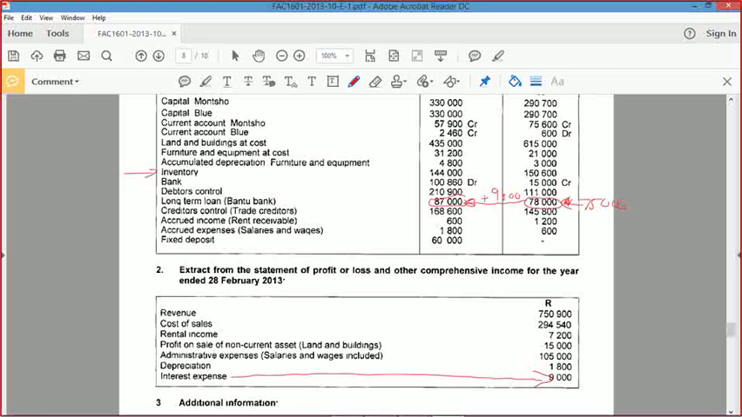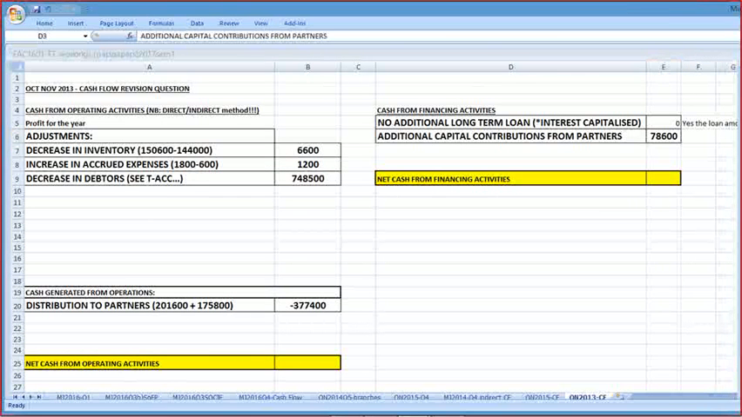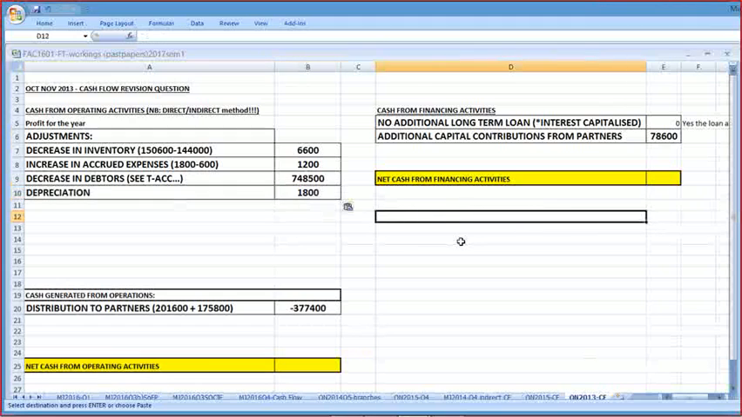What was the movement? 1,800. Good. Did you have the depreciation here? Yes, it's there. Okay, is this important for an indirect question? It is. Very important. Make sure you don't forget it in an indirect question. Get your easy mark. This question didn't ask you to work it out because it was given. Makes sense? Yes, it does.